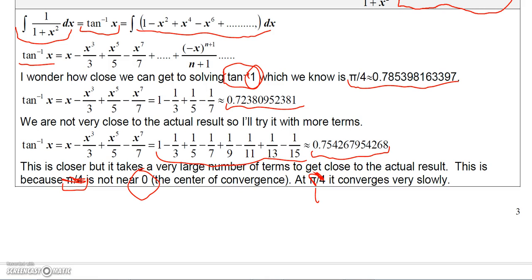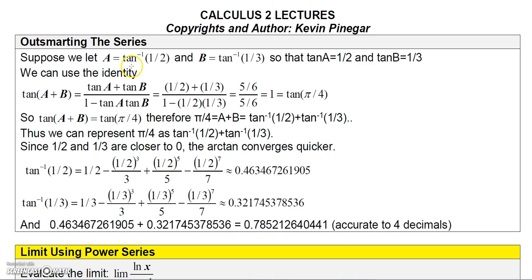And in the next example I can show you how we're going to outsmart this particular problem to get a solution that will converge to the answer quicker. Okay, so this is a clever technique. Here we're going to let A equal the arctan of 1/2, and B is going to be the arctan of 1/3. And so now you know that tan A would be 1/2, and tan of B would be 1/3.